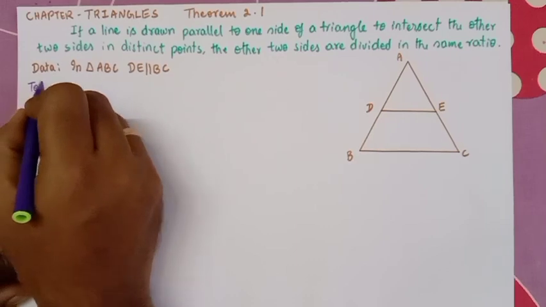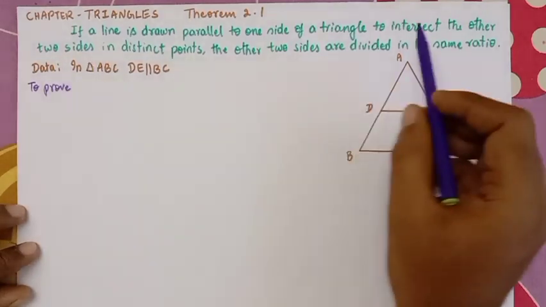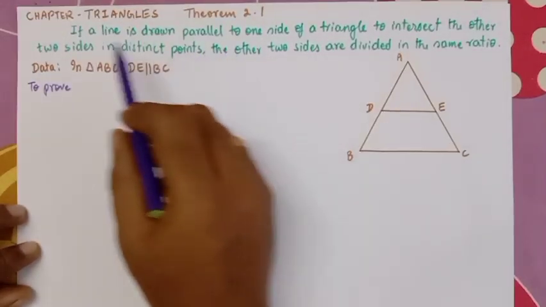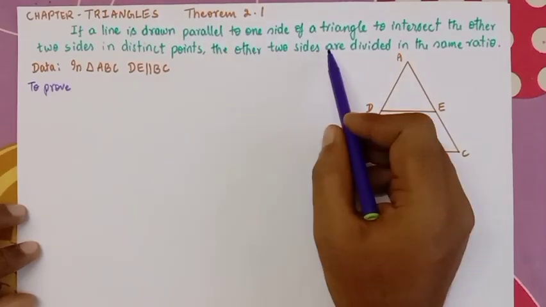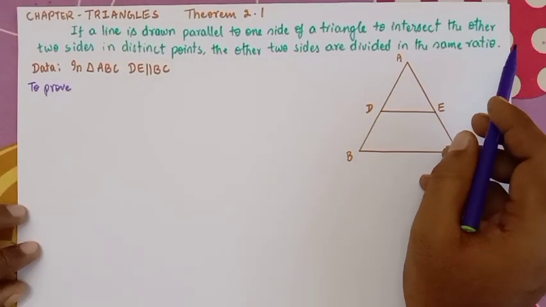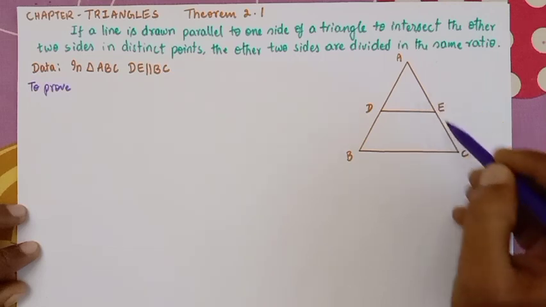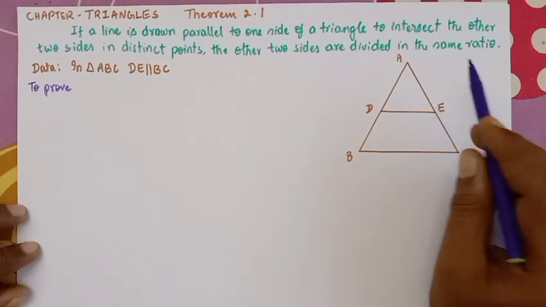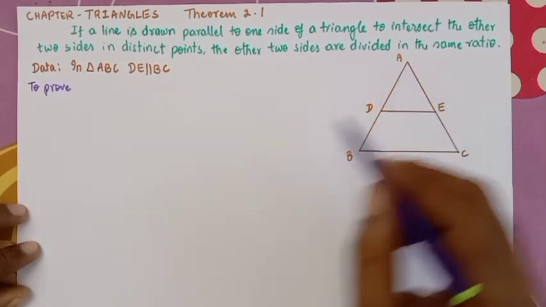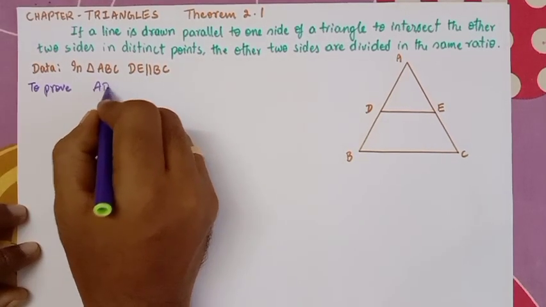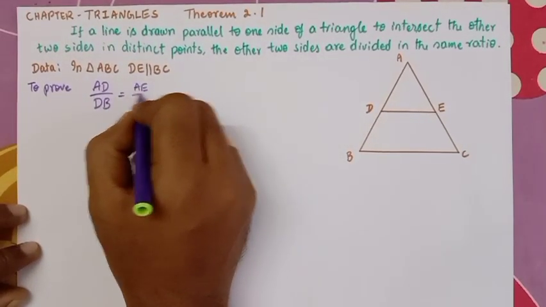To prove, what we have to prove? If a line is drawn parallel to one side of a triangle to intersect the other two sides in distinct points, the other two sides are divided in the same ratio. That is, D is the point of intersection on this side, whereas on this side E is the point of intersection. These points of intersection divide the two sides in the same ratio. What is that ratio? That is what to prove: AD by DB is equal to AE by EC.